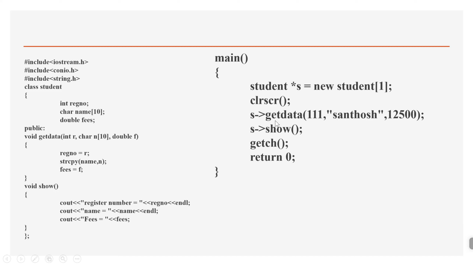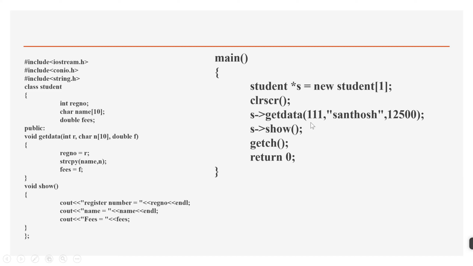In the main program, I am defining a pointer, yes, pointing to a class called student. The moment pointer yes is pointing to the class student, it is pointing to all those elements. New student of 1 is a pointer pointing to a student of 1, meaning one object. Now I call yes arrow getdata, meaning using a pointer I am passing the data.